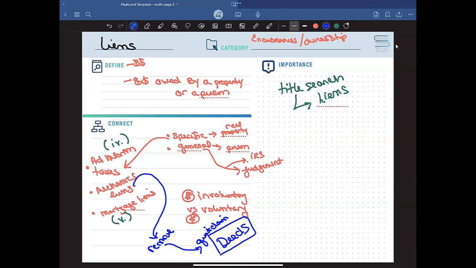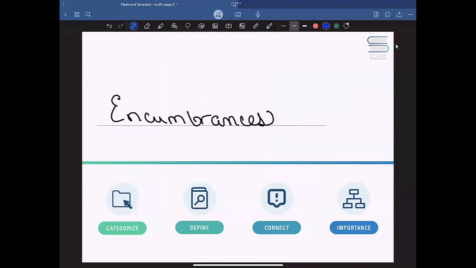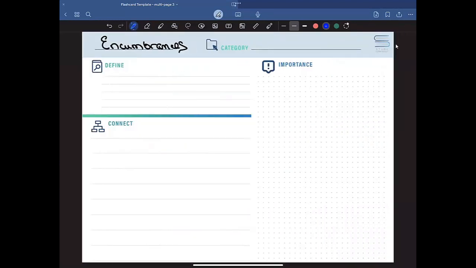Good. And I did say encumbrances up here because a lien is a type of encumbrance. It disrupts their ownership in a way. Yes, the definition of an encumbrance is something that is affecting the ownership. It's a good way to put it. So we're gonna put this under ownership again.